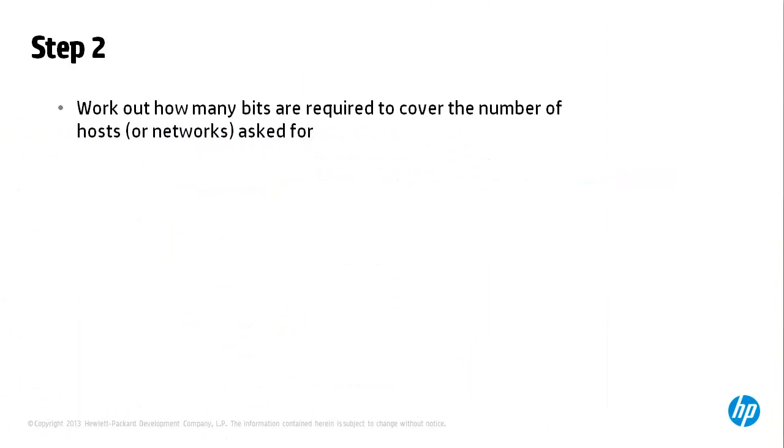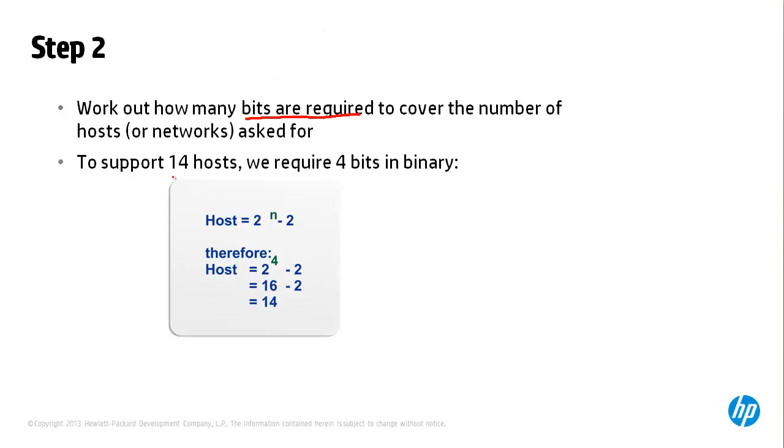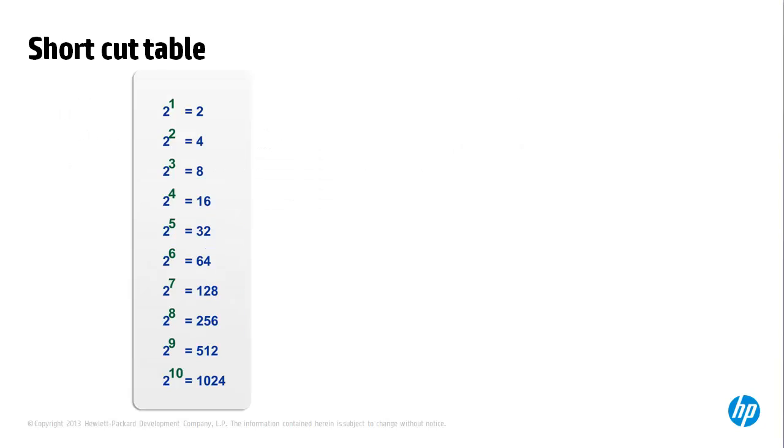The second step is to work out how many bits are required to cover the number of hosts, which is what we've been asked for in this example, or networks in other examples. So in our example, we've been asked for 14 hosts. How many bits would we require? So going back to our table, we can see that 2 to the power of 4 is 16. Use the shortcut table just to help you quickly work out values.